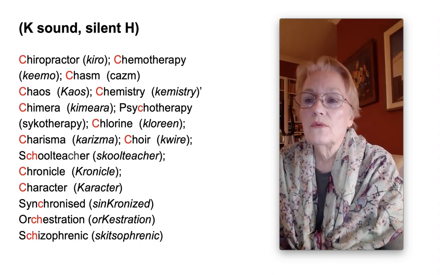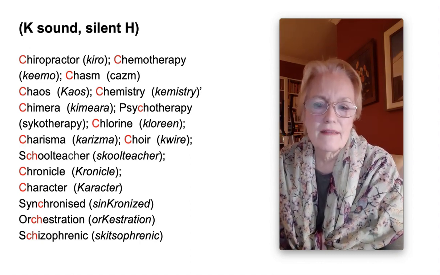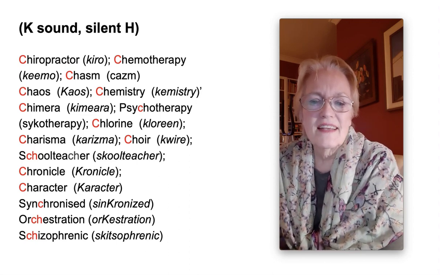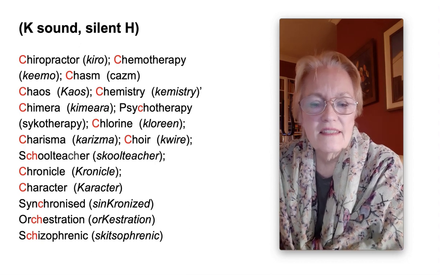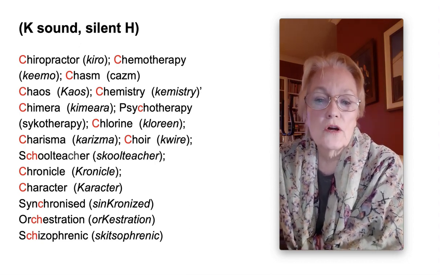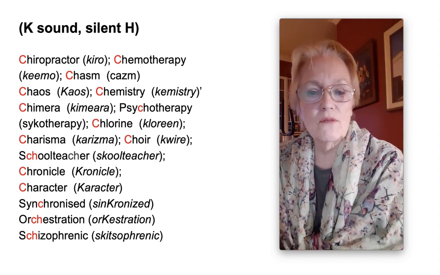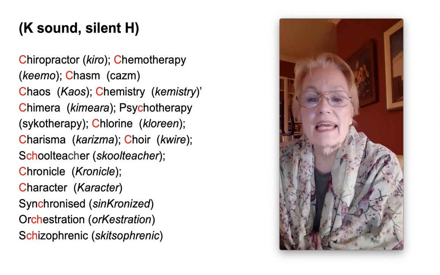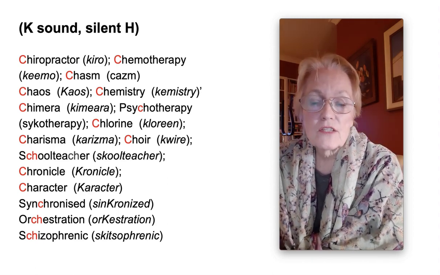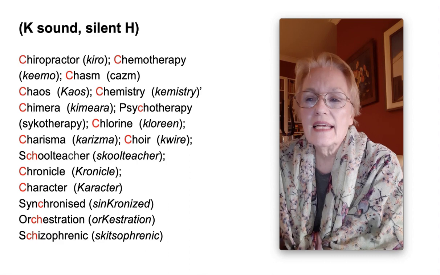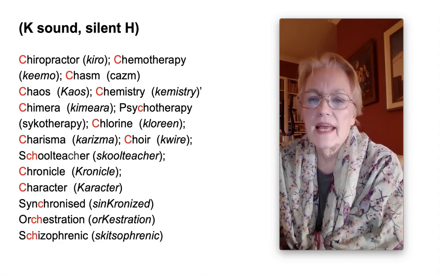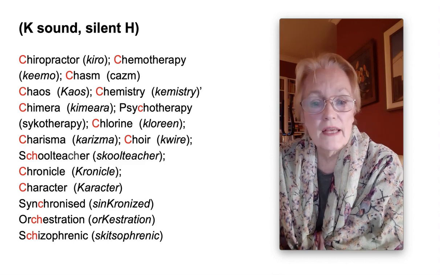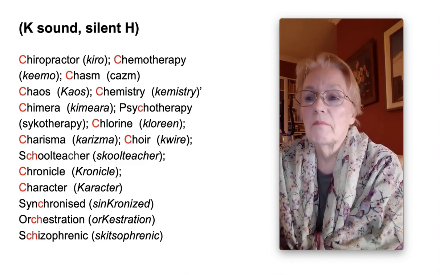Now we get on to the K sound. Okay, so these are the other ways of saying these words. Chiropractor. This is a specialist that works on your back, trying to get your spine into the right position. Okay, chemotherapy. That's the treatment for cancer. Chasm, not chasm, chasm. So we don't pronounce the H for any of these words. It's as if the H is not there. So you can pretend the H is not there.